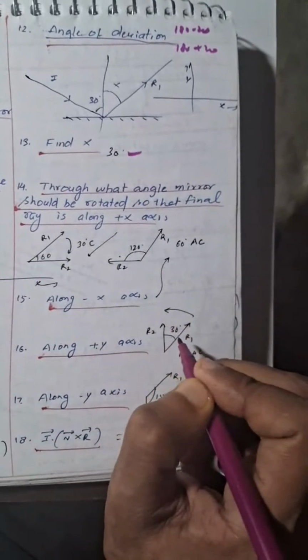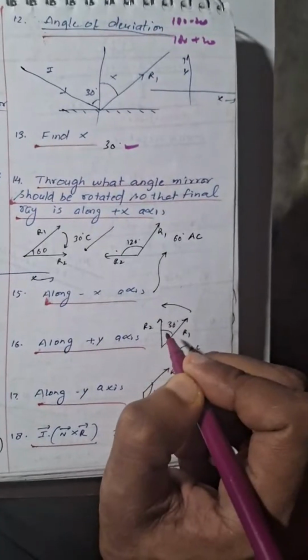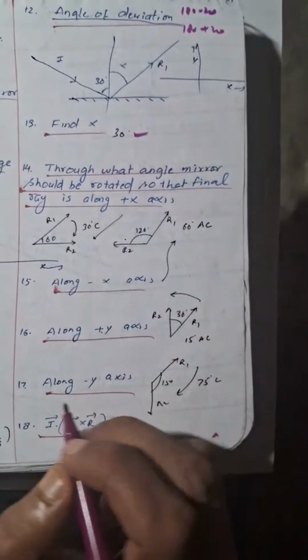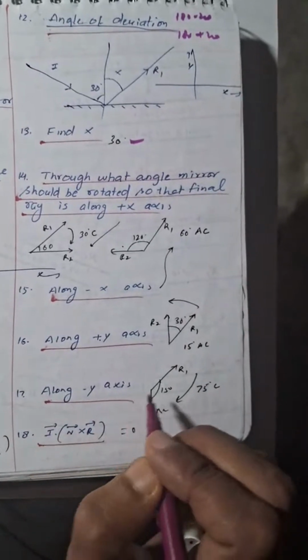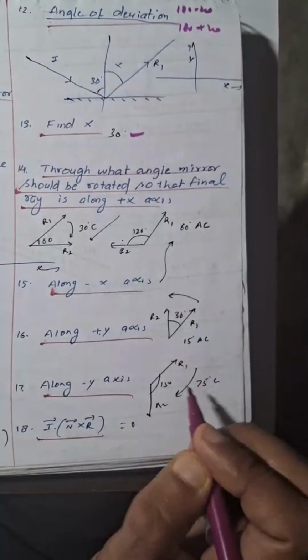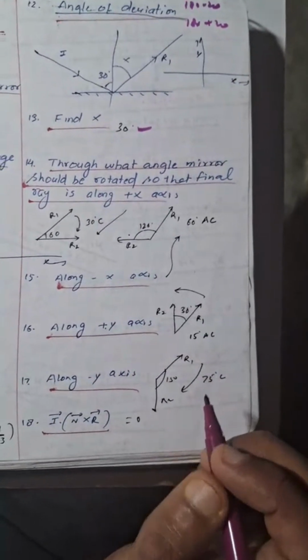So along plus y axis we can see the rotation has to be 30 degrees anti-clockwise, so the mirror has to be rotated by 15 degrees anti-clockwise. Then if it is along minus y axis, it has to be rotated through 150 degrees clockwise. So that means the mirror has to be rotated through 75 degrees clockwise.